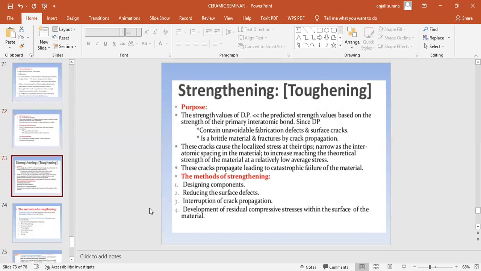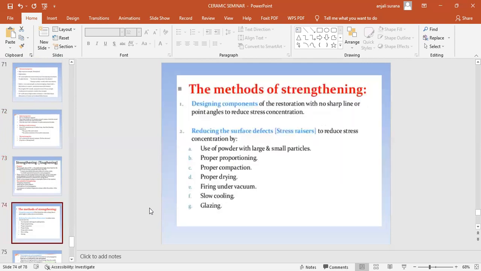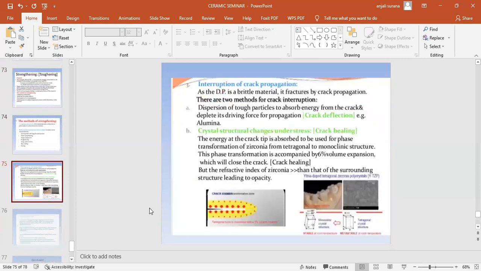Strengthening. The methods of strengthening depend on designing components, reducing the surface defects, interruption of crack propagation, and development of residual compressive stresses within the surface of the material. First is designing the component of the restoration with no sharp line or point angles to reduce stress concentration. Then reducing the surface defects. It can be done by use of powder with large and small particles, proper proportioning, proper compaction, proper drying, firing under vacuum, slow cooling, and glazing.